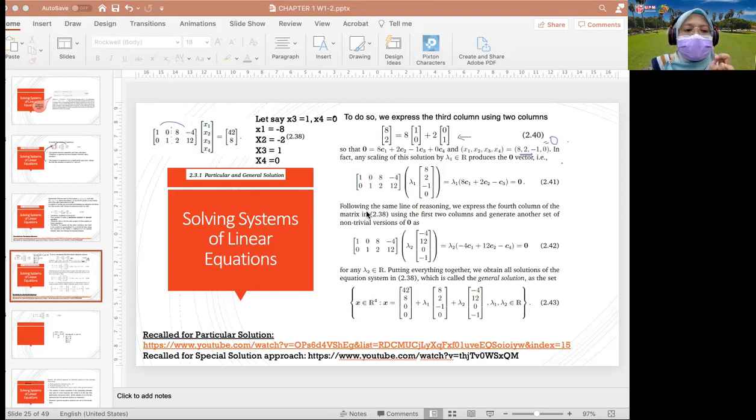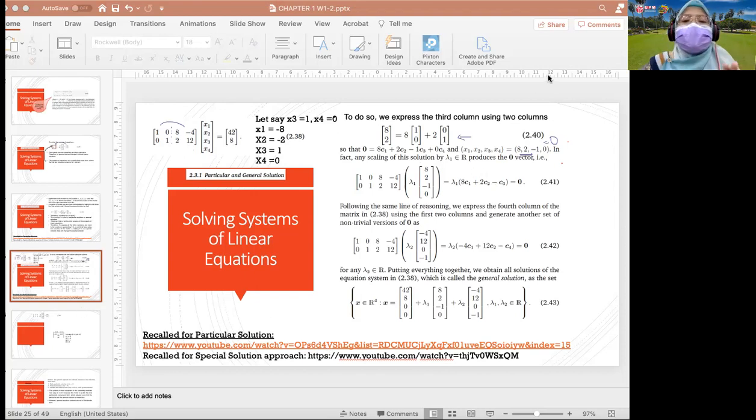Okay, and then you can do the same approach to get the possible solution for the fourth column. You can either use the technique presented in these textbooks or what I have explained just now, the second approach. For the second approach, if you want to know more, you can refer to the YouTube links here.